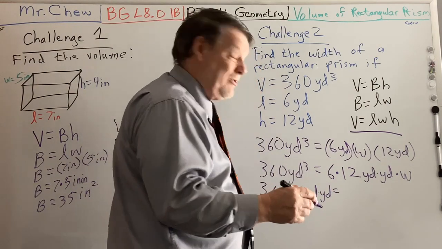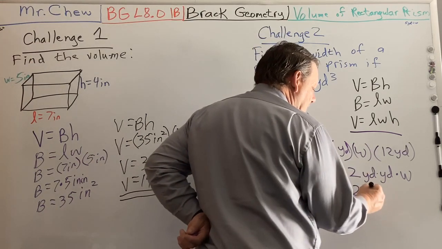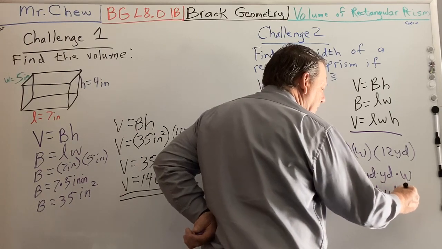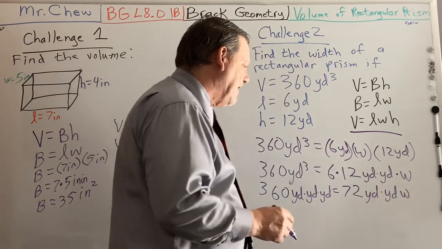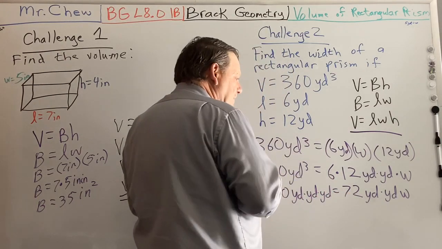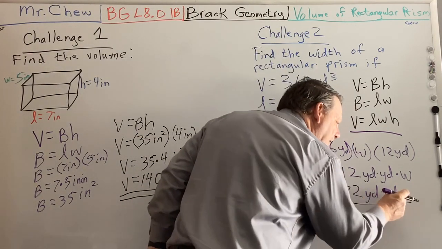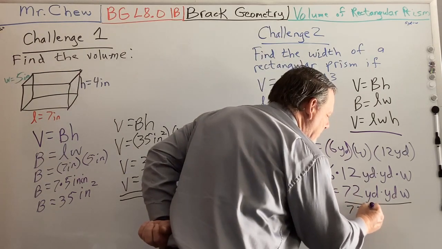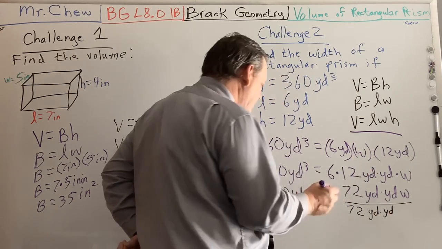6 times 12 is 72 yards times yards times width. I need to just get the W by itself. So I use the division property of equality to divide both sides by everything except the W. So it's 72 yards times yards, or 72 yards squared.